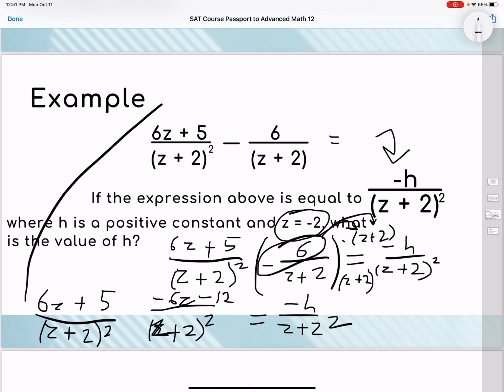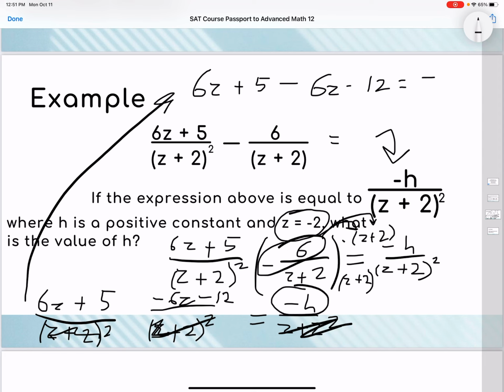From there, I'll actually do the rest of this problem up at the top. Now we know we have those three common denominators, which means the denominators don't really matter now, because we just wanted to make sure they were all the same. What is important is what's left in the numerator. So we have 6z plus 5 originally, and then minus the 6z minus 12 that we reached, is equal to what was left over here, negative h. So now we just have to combine like terms.